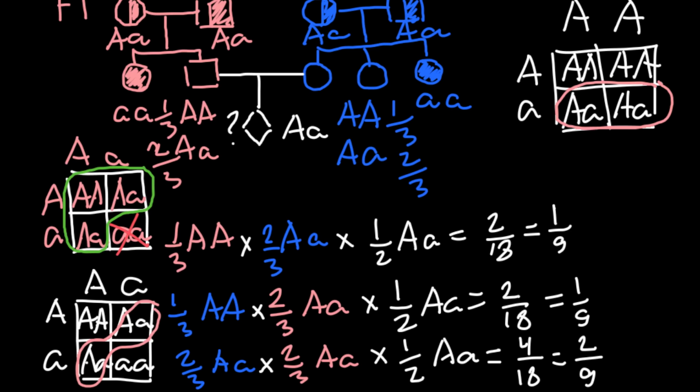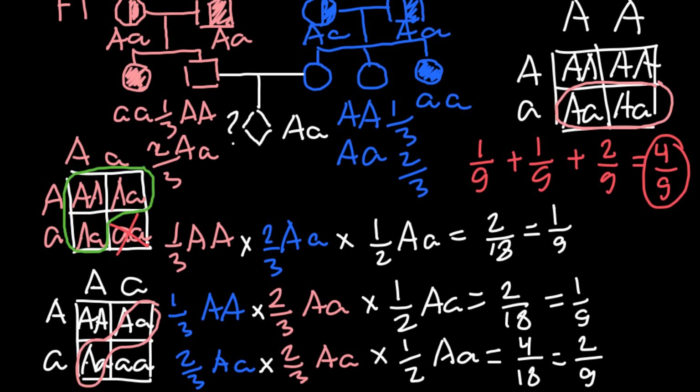And the last step would be to use the sum rule to add all these probabilities. So let's do it. We have to add 1/9 plus 1/9 plus 2/9. So the answer would be 4 over 9, and this is going to be our answer. In other words, the probability for these two parents to have a child whose genotype is going to be heterozygous would be 4 out of 9, and this is going to be our answer.